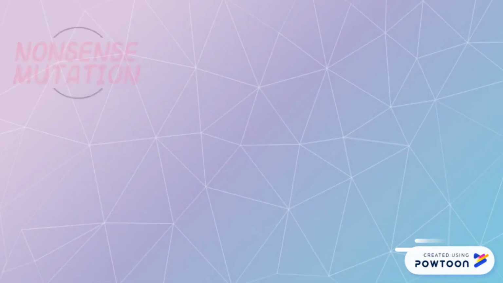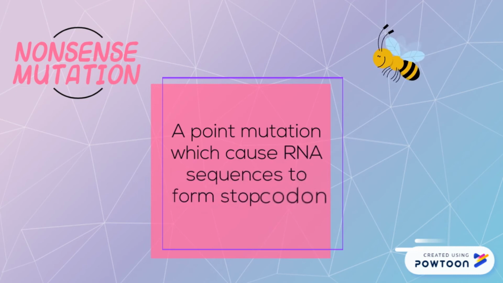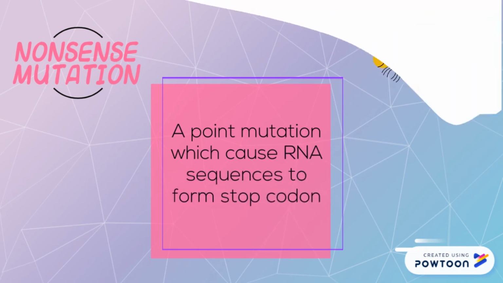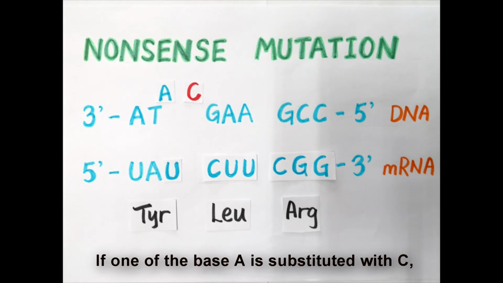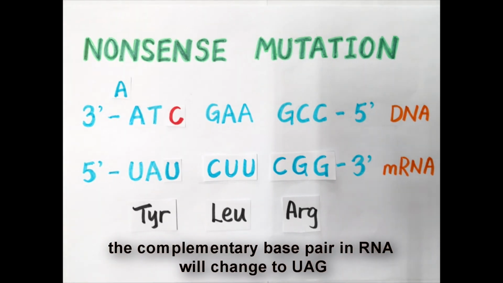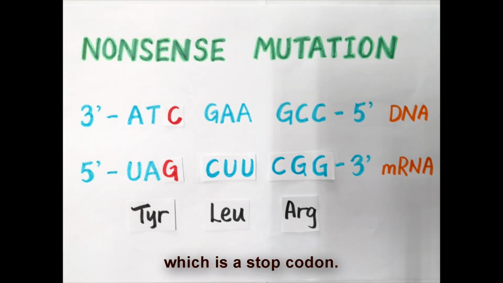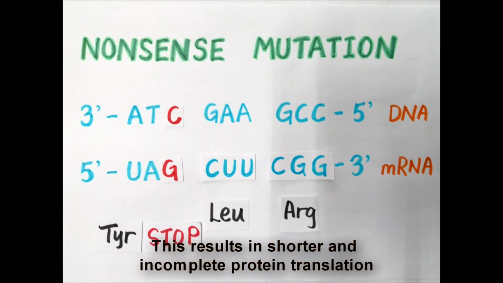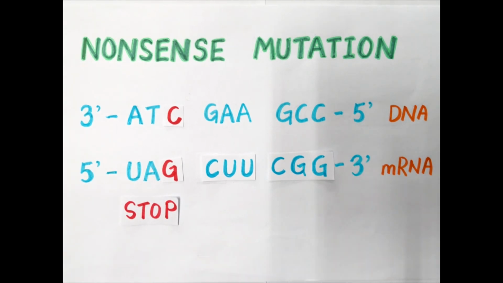Next, nonsense mutation. Nonsense mutation is point mutation which causes RNA sequence to form stop codon. For example, if one of the A is substituted with C, the complementary base pair in RNA will change to UAG, which is a stop codon. This results in shorter and incomplete protein translation.